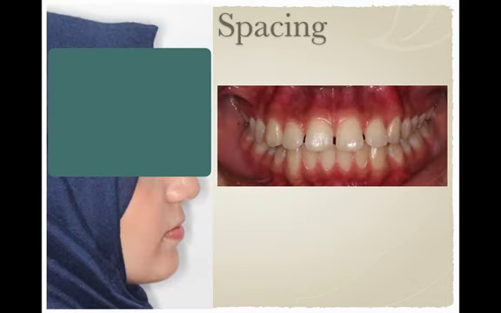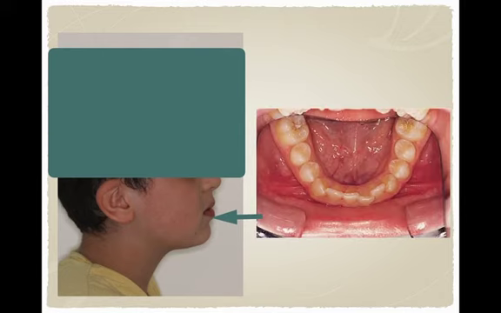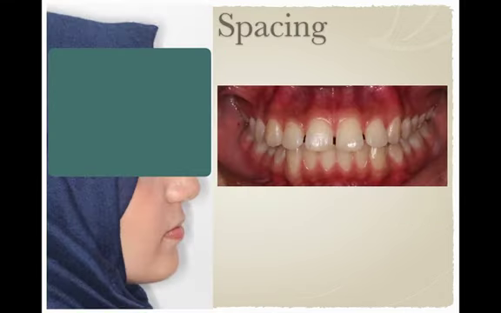So this is all you need to know about crowding and late lower labial segment crowding. What we can do for this patient is just provide them with a simple orthodontic treatment to align the lower arch, as in this patient here. So we are done now with crowding.